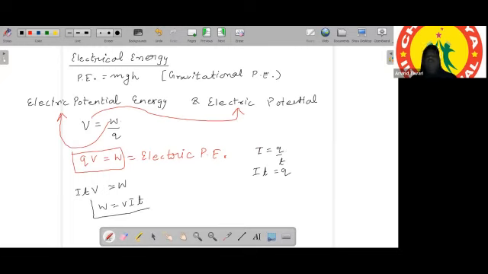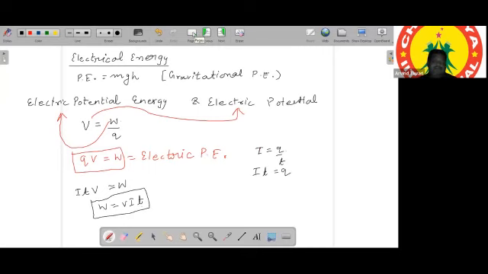So, understood this formula of electric potential energy, how we obtained this? But we will be using various other forms of it. Various forms of this we will be using to understand the various concepts. Every time we will not enter into the charge concept. Just by the concept of the current, we will obtain the electrical energy.